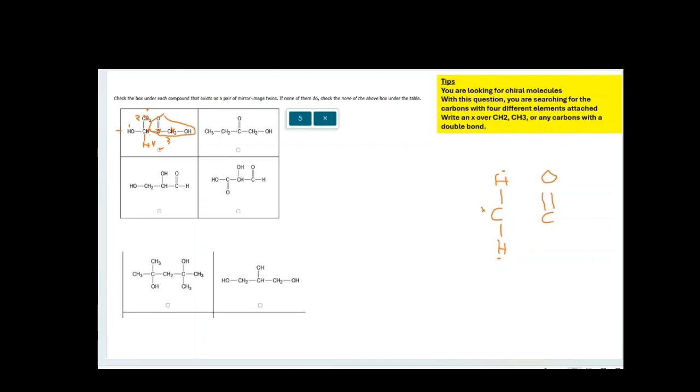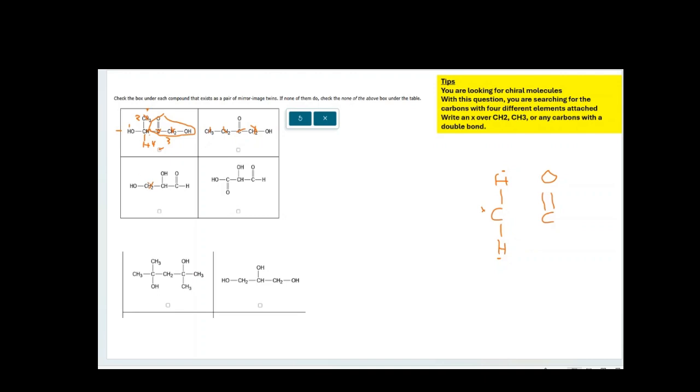Going to number 2, following the same rules, I'll write an X over CH3, an X over CH2, an X over this carbon because it's attached to a double bond, and an X over this carbon because it's a CH2. So I won't check this one, because I can easily tell that the carbons on the carbon chain are pretty much eliminated. I won't even look at this one any further.